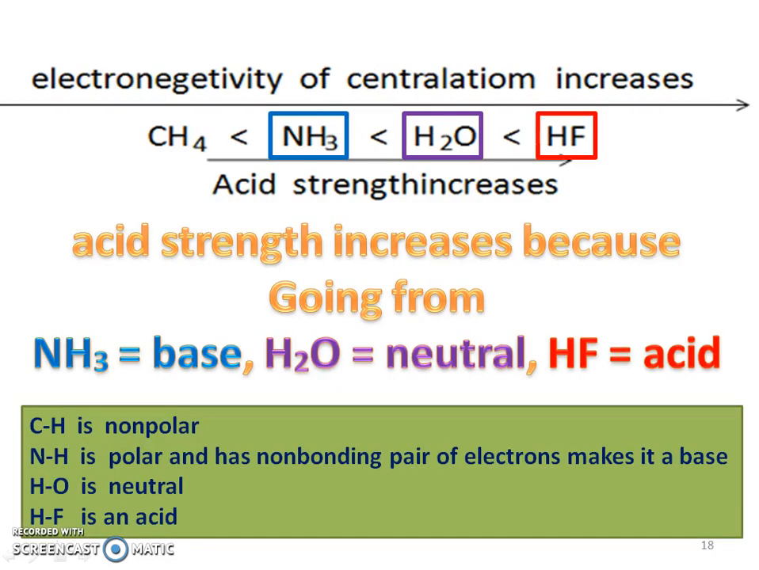Hopefully this makes sense. If we look at our formulas, we go from CH4, which is very, very nonpolar, to something that's polar, but it does have a non-bonding pair, and it's also a base. Then we go to water, which is very, very neutral. And then, of course, we've made our acid, HF. Now, remember, HF is very weak. It's a weak acid. It's not on our list, but nonetheless, it is an acid. So as we go across, we're going to increase strength in acidity.